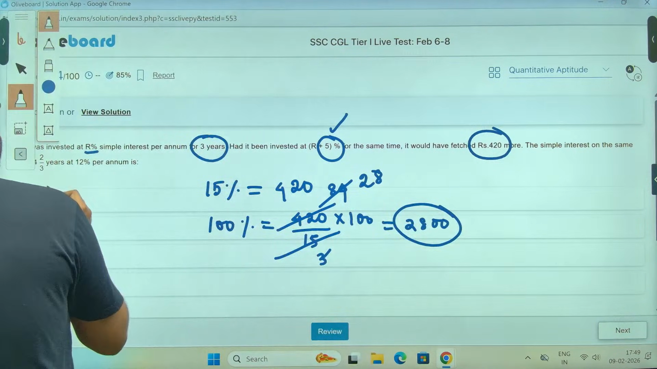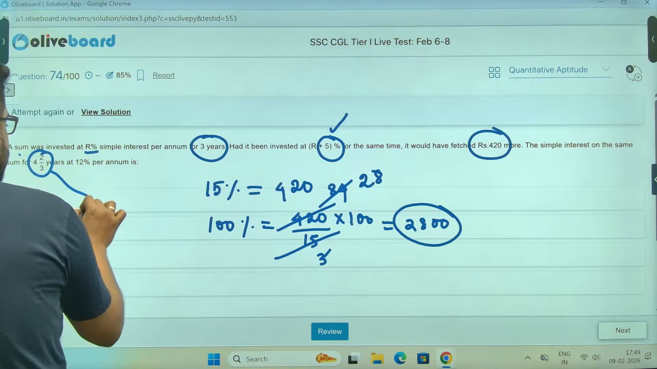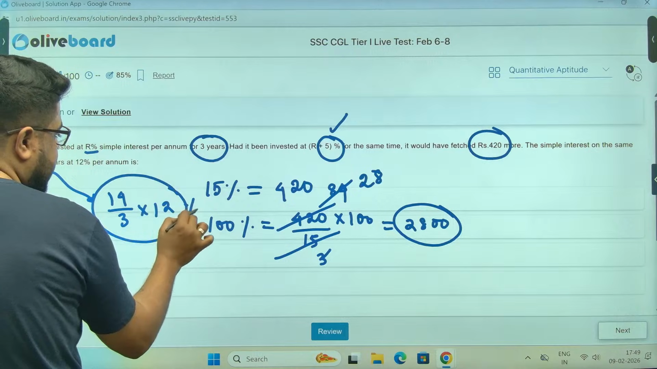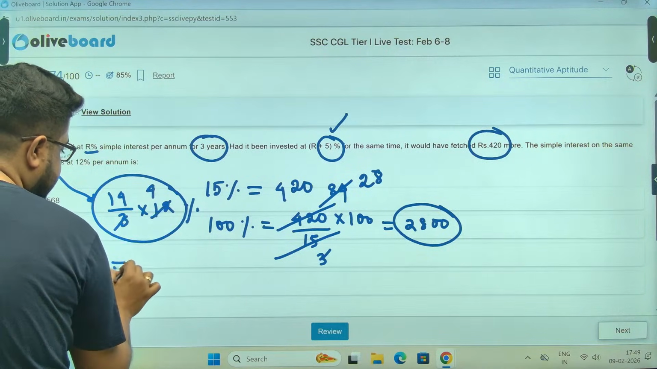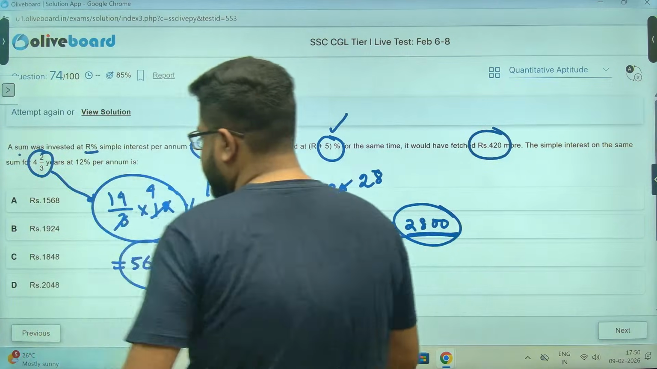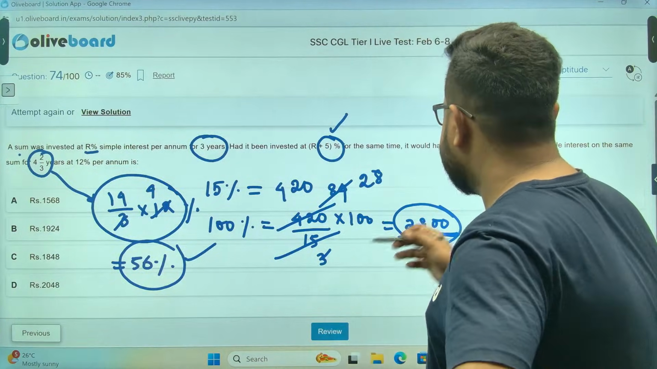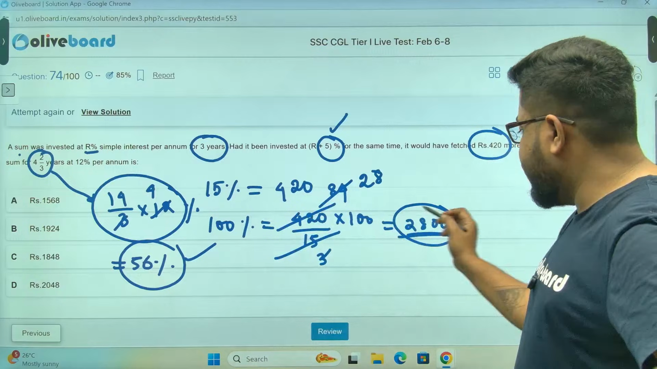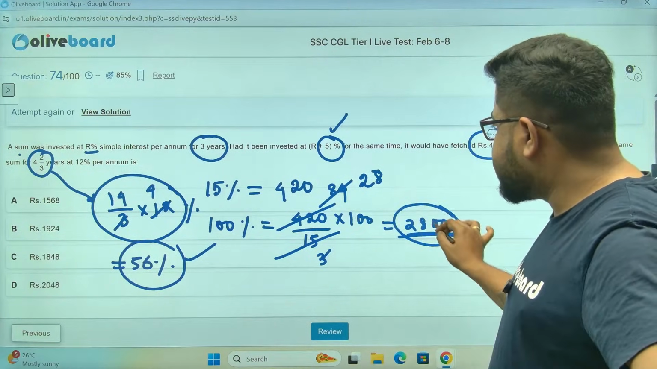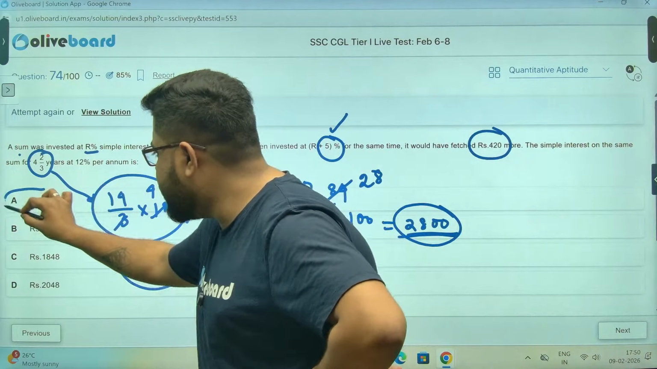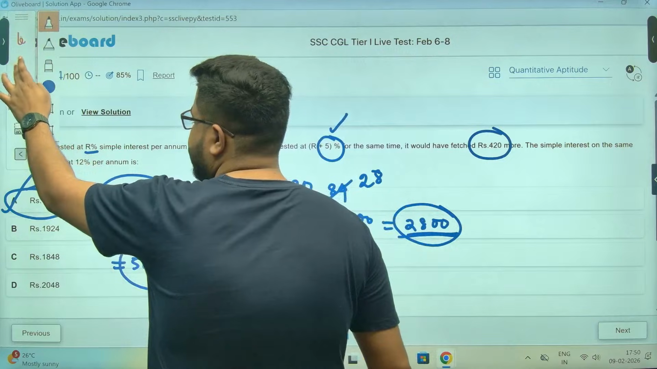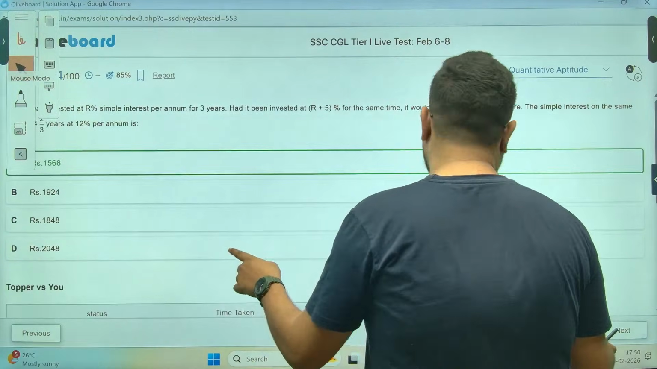The simple interest, these many years, that means 14 by 3 years, 12% per annum, meaning this is the total interest, 56%. 56% of 2,800. You see, 50% is 1,400, so just greater than 1,400 will be the answer. Just a little bit more than 1,400, the only option that can be the answer is 1,568. Greater than 50%, like 1,400. So that has to be your correct answer.